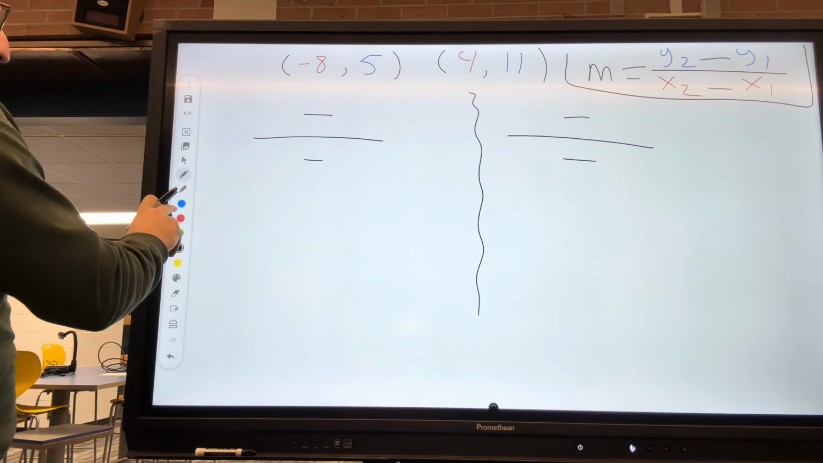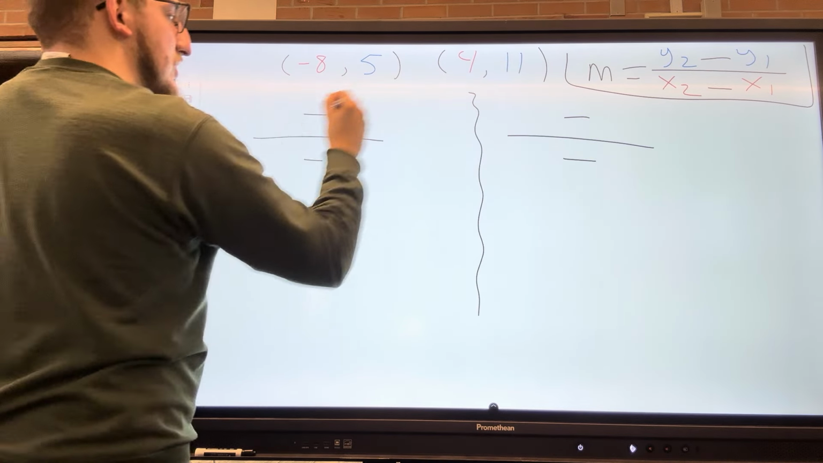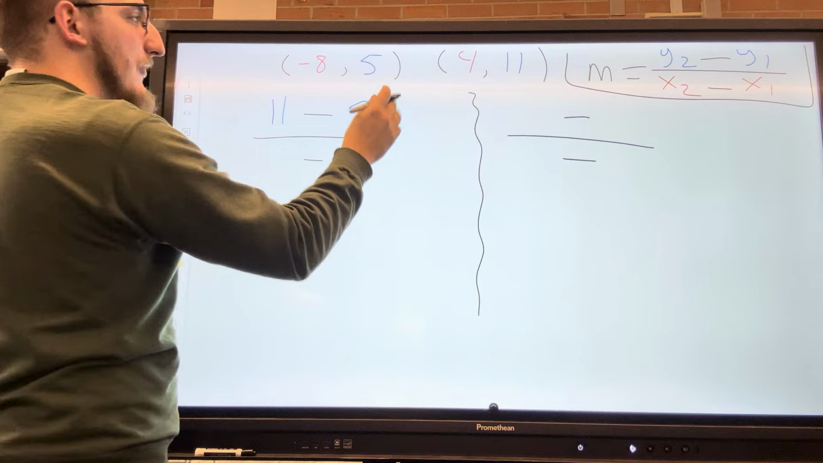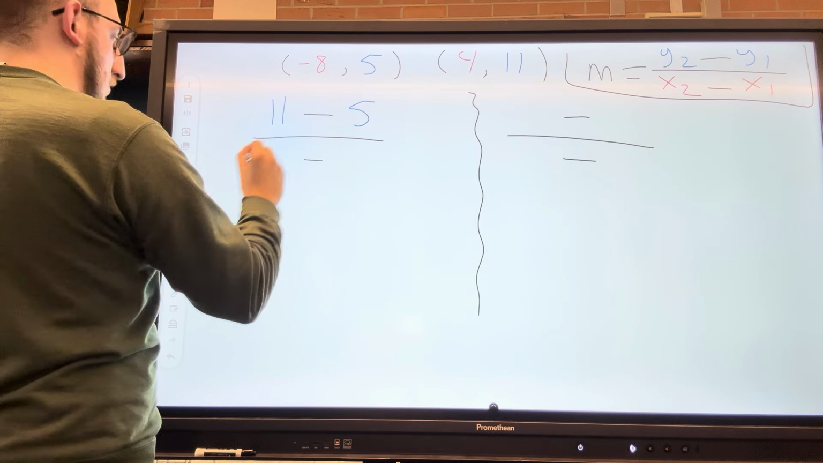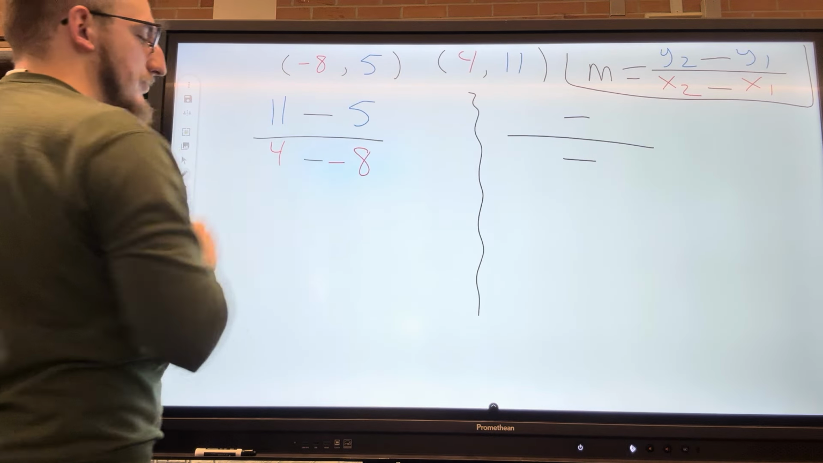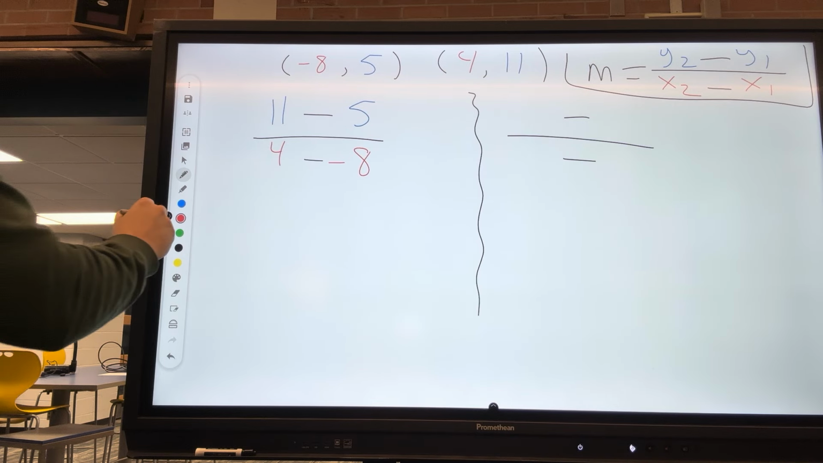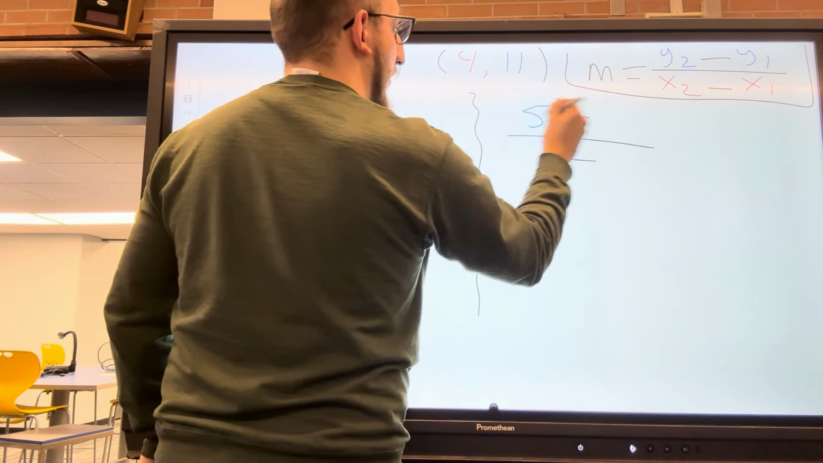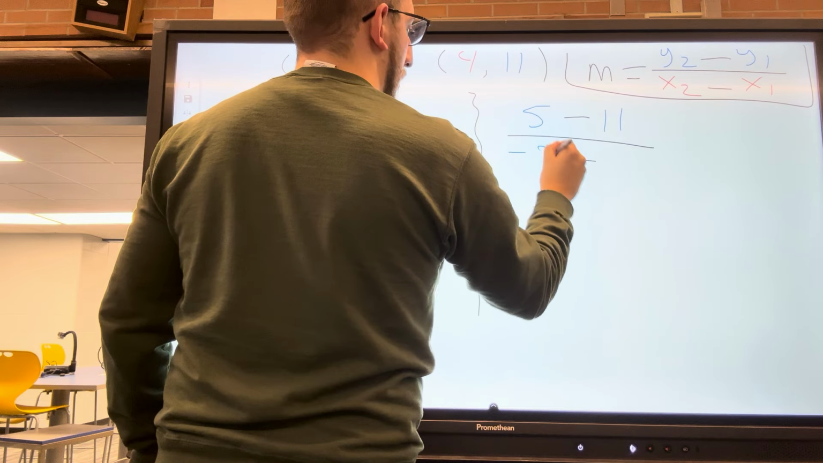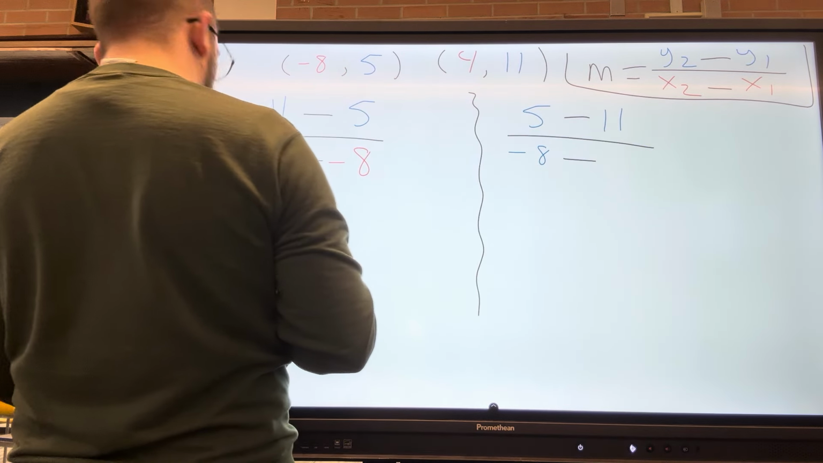So in my left example, I'm going to leave it how it is. This is y2. 11 minus 5 over 4 minus -8. And we'll talk about that in a second. And then in the other example, I'm going to flip them. 5 minus 11 over -8. Oh, let's get that in red.